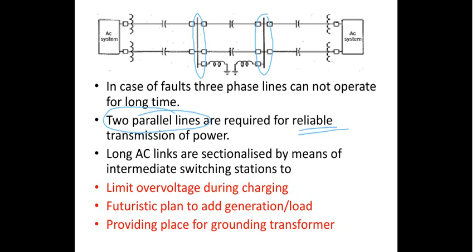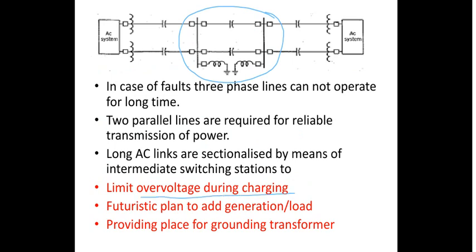Now the long AC links are sectionalized by means of the intermediate switching stations, right? So these are the intermediate switching stations. That is how the long AC transmission lines are sectionalized. This particular part represents the aspects of the sectionalization. Basically this sectionalization is required for the purpose of limiting the overvoltage during the charging of the transmission line. Second very important thing is to have the futuristic plan to add the generation as well as the load, right?